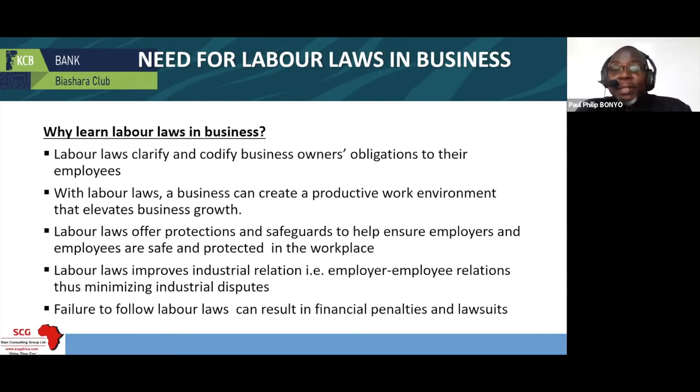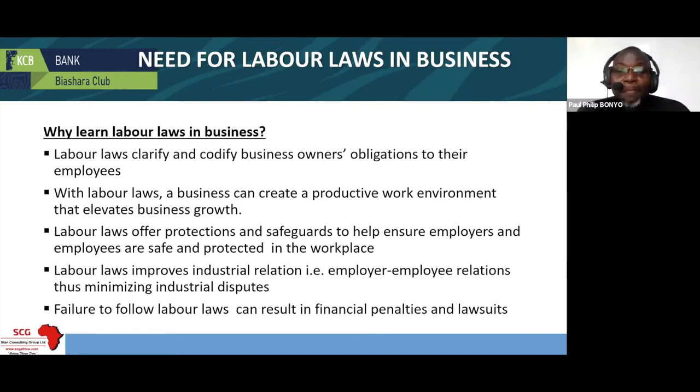Also, they create a productive work environment that enables business growth. The growth of your business depends on the environment in which you're working. That's where labor laws come in.